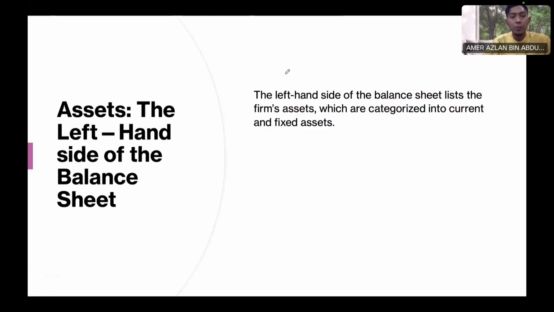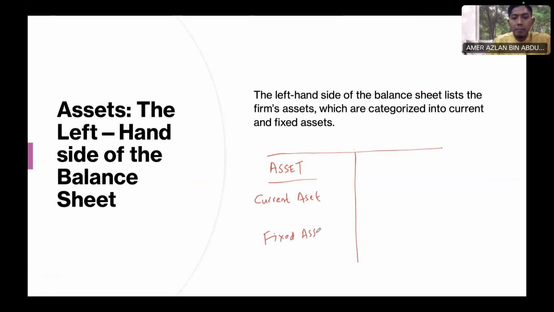So let's go with the first one. This is how a balance sheet looks in a T form. On the left-hand side, we have the asset category, which is categorized into fixed and current assets. So in assets, they are either current assets or fixed assets.